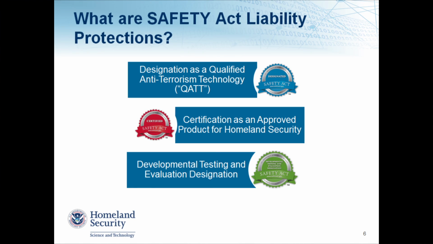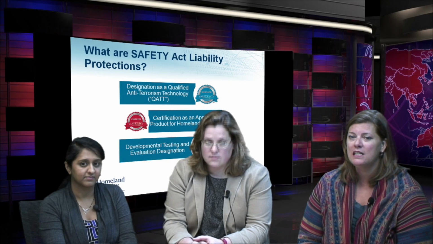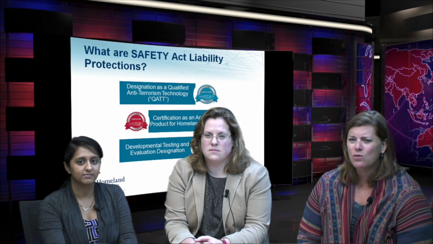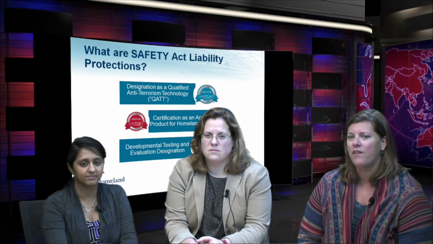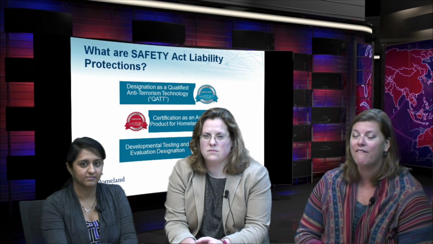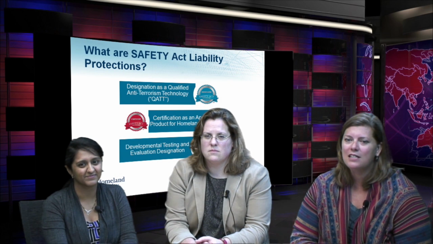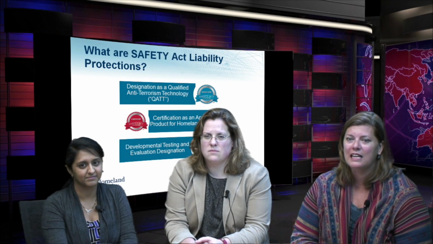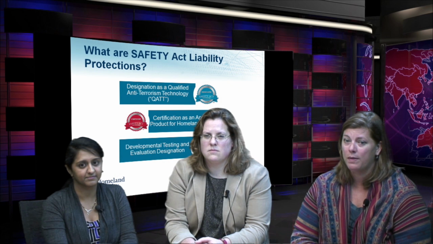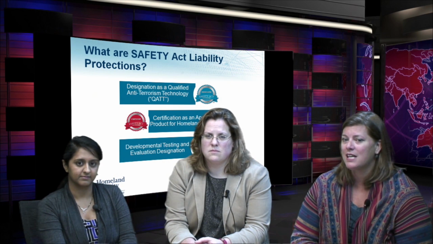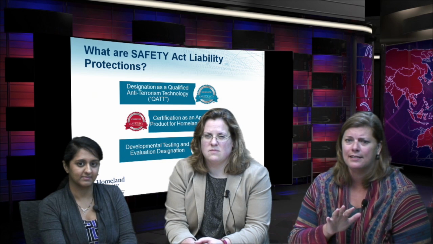Yep, so let's touch a little bit on the protections offered by the Safety Act. The Safety Act has two primary levels of protection: designation and certification. There's also a subset of designation called the Developmental Testing and Evaluation Designation. We like to call it a DTED around the office. DTEDs apply to technologies that need additional testing or pilot deployments. They've typically reached a technical readiness level of about a 6.